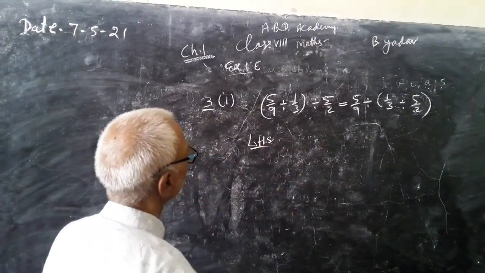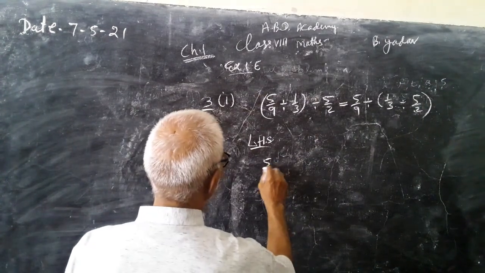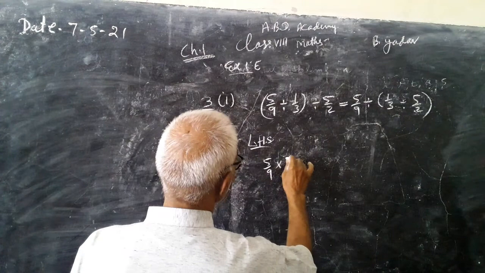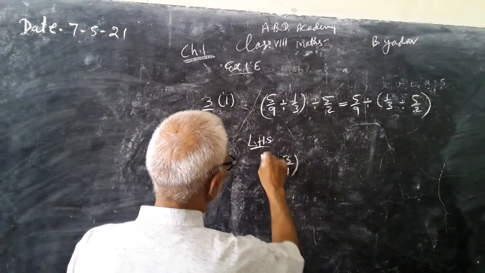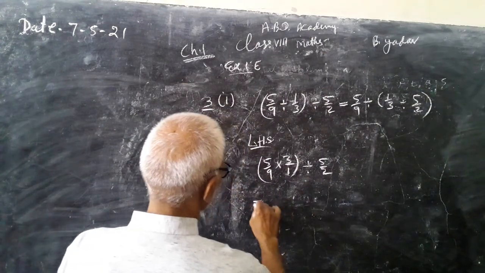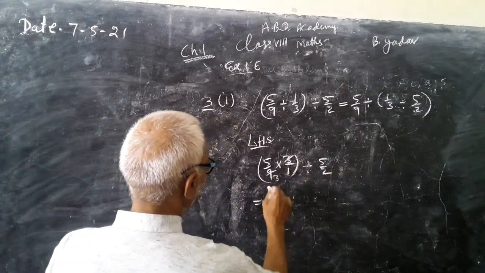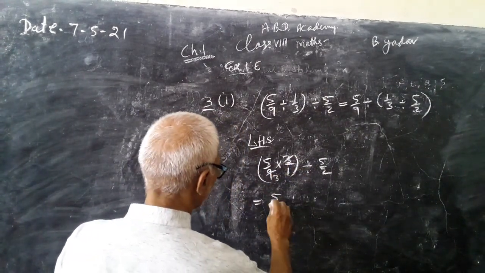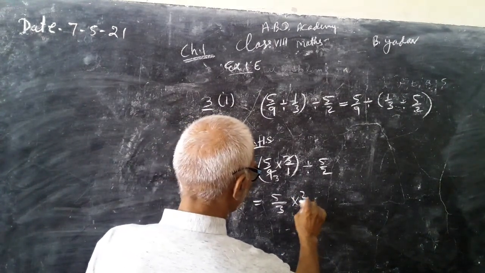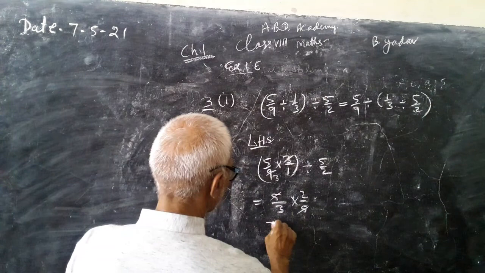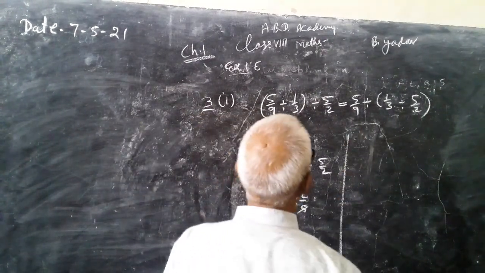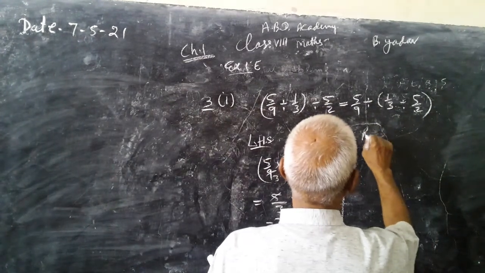Left hand side: 5 by 9 divided by 1 by 3. So I am writing directly the inverse of that, divided by 5 by 2. It becomes 3 3s are 9, it becomes 5 by 3. And when division is there, right here 2 by 5, it comes 2 by 3. Left hand side done. Let us see the right hand side.